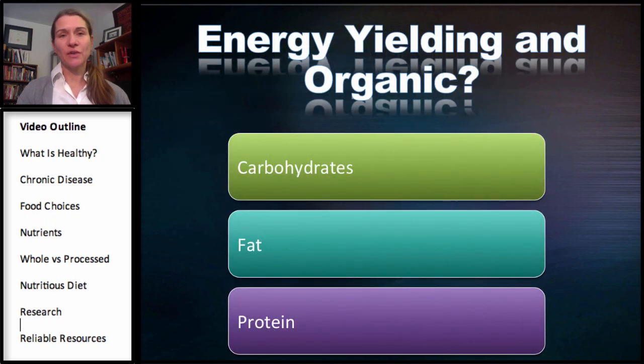Now, if I were to ask you which nutrients were energy yielding and organic, on an exam, you would say carbohydrates, fat, and protein. We know these are energy yielding. We also know that each of these contain carbon. They're all organic. Now, why aren't vitamins on this list? Well, vitamins are organic. They do contain carbon, but they don't yield energy. Vitamins participate in reactions that yield energy, but they themselves do not break down to give us energy, and that's an important distinction.